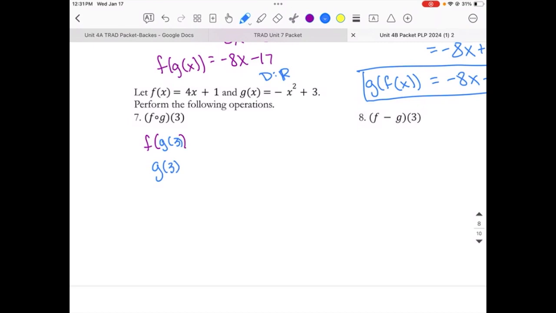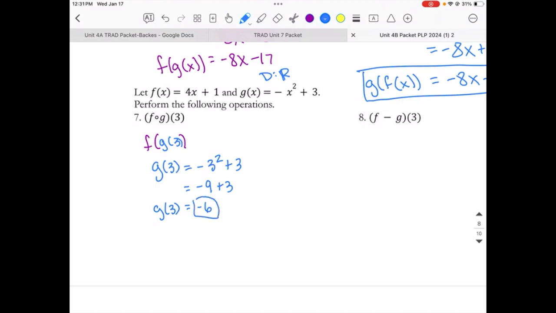and G of 3 will go to the G function and plug it in, so that's negative 3 squared plus 3. That negative is not being squared, so that stays a negative, and 3 squared is 9 plus 3, and we end up with negative 6. That is our G of 3.